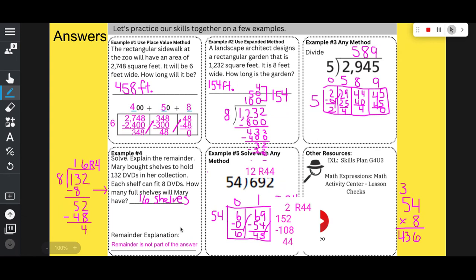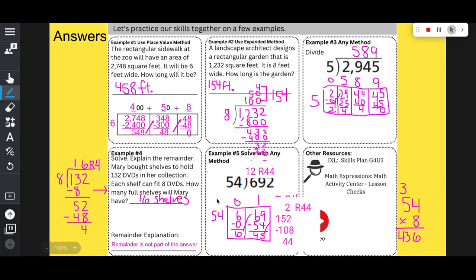Moving down to our first word problem where we have to understand what the remainder might be. We're going to divide the 132 DVDs by how many can fit on a shelf of 8. When we divide it out, we get 16, remainder 4. So we have to look at the question. The question says how many full shelves? Well, we only have 16 full shelves. So in this case, the remainder is not part of the answer.